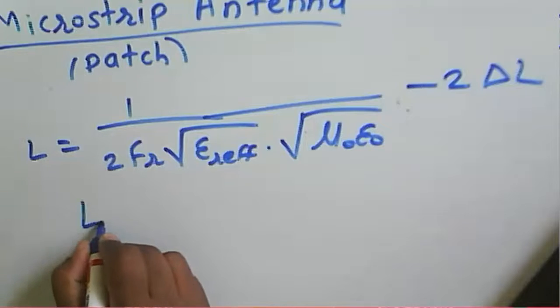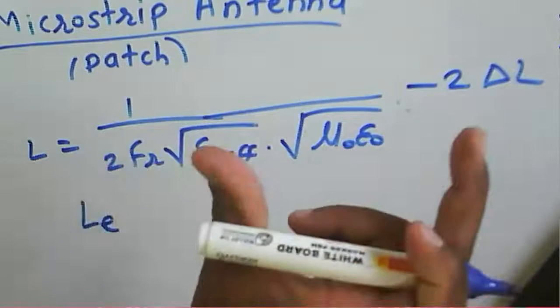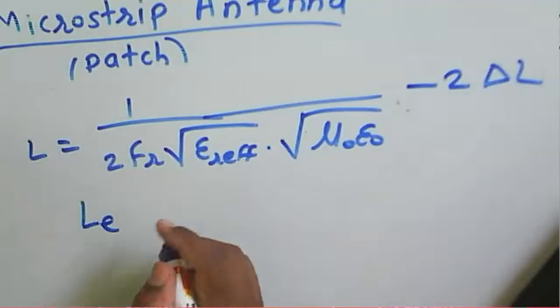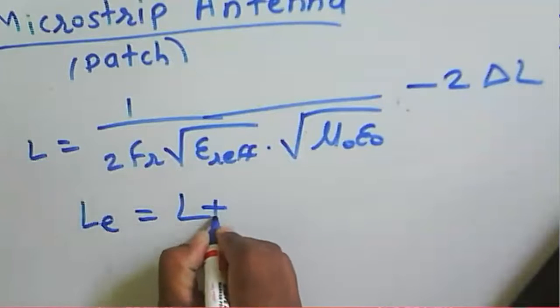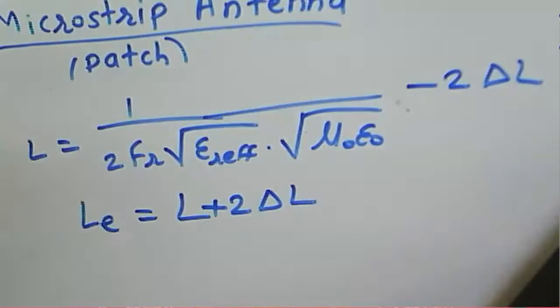And the effective length of the patch will be L plus twice of delta L. So this way we can design the microstrip antenna. What will be the width? What will be the length? What will be delta L? Everything we can calculate, and then we can design the microstrip antenna.